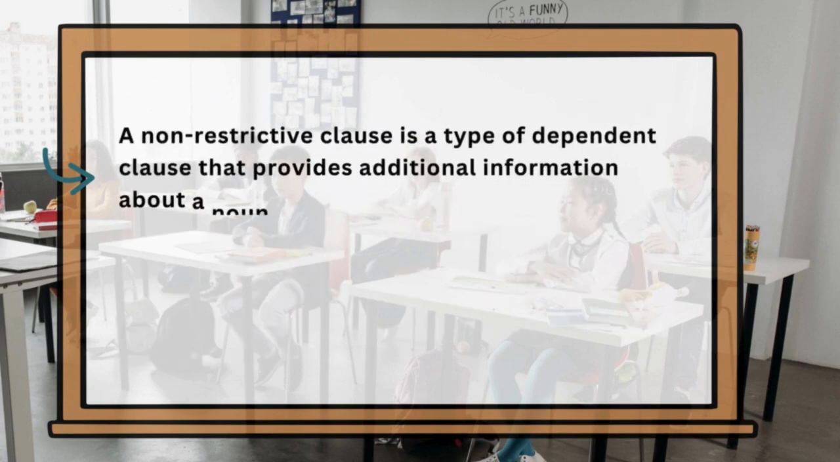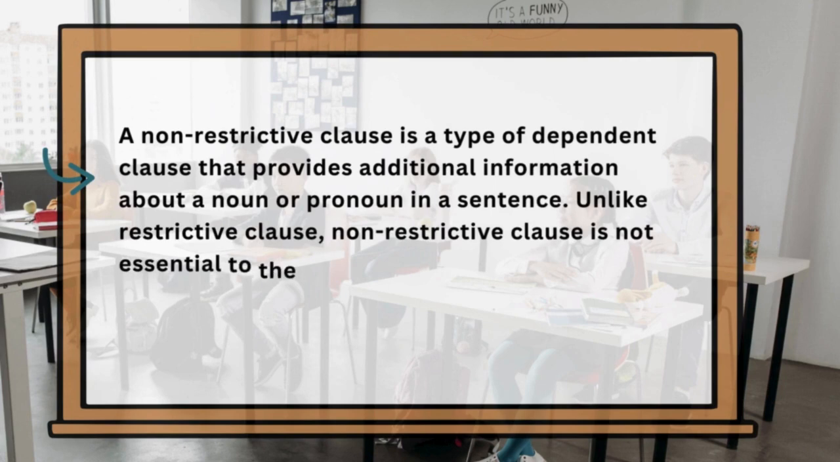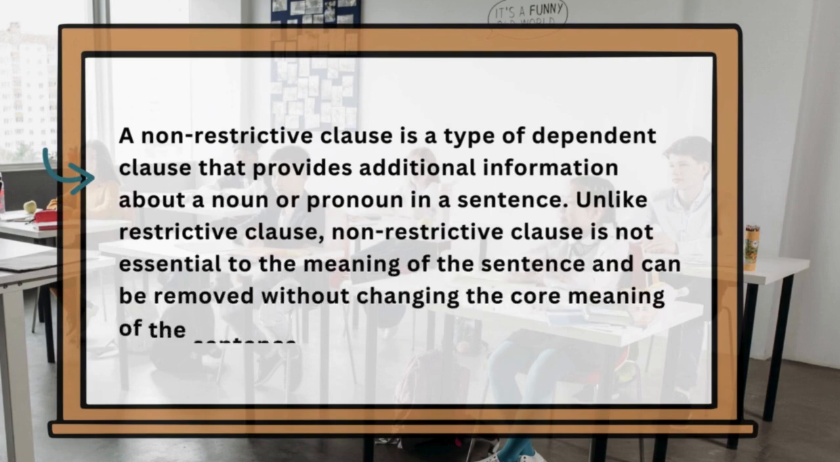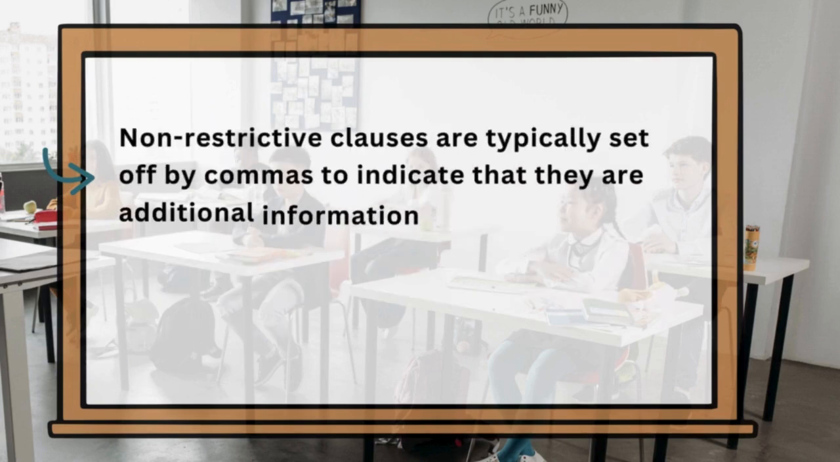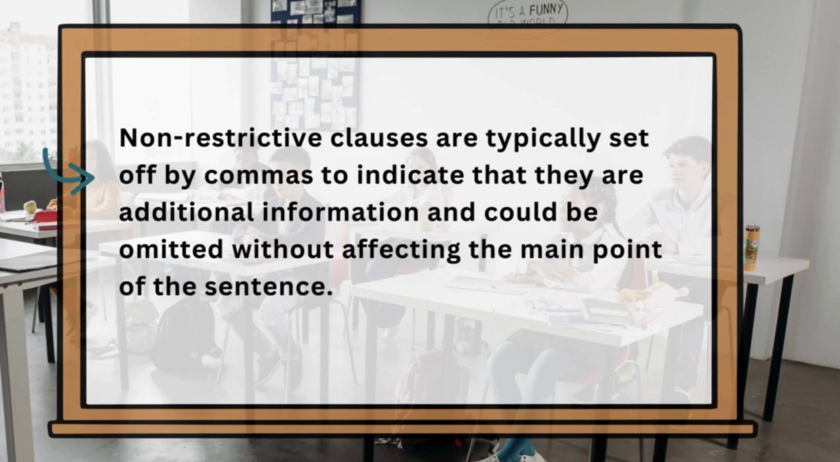while the non-restrictive clause is a type of dependent clause that provides additional information about a noun or pronoun in a sentence. Unlike restrictive clause, non-restrictive clause is not essential to the meaning of the sentence and can be removed without changing the core meaning of the sentence. Non-restrictive clauses are typically set off by commas to indicate that they are additional information and could be omitted without affecting the main point of the sentence.